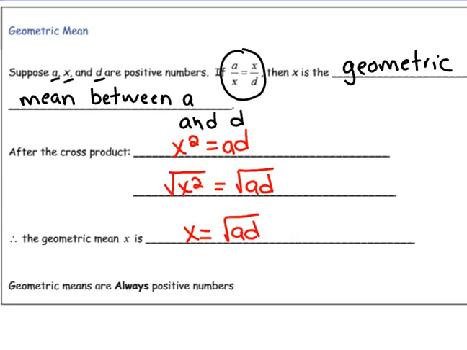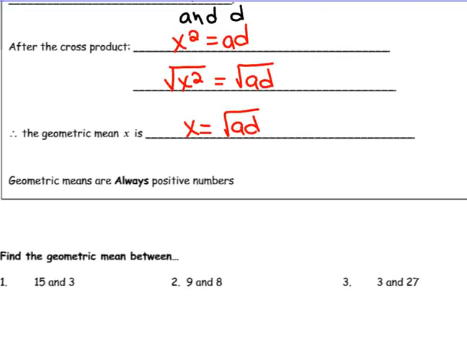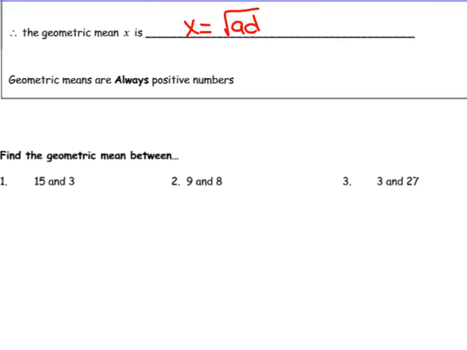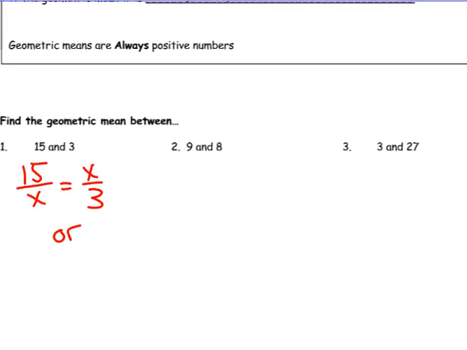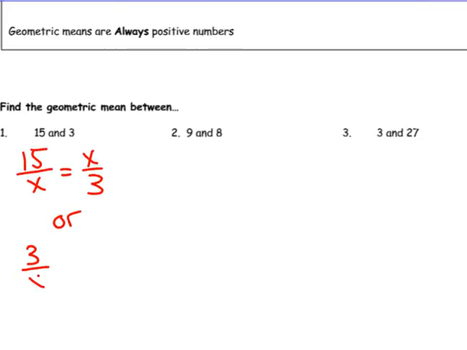So let's do some practice problems with the geometric mean. So we need to find the geometric mean between 15 and 3. Now we have 2 numbers, so it doesn't matter where the numbers go. We can write it 15 over X equals X over 3. Or you can write it 3 over X equals X over 15. When you cross multiply it, you're going to get the same answer. So it doesn't matter where the numbers go.